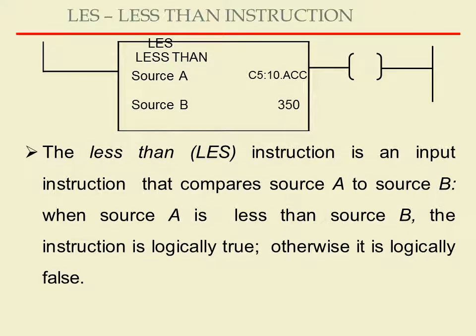Then LES, that is less than instruction. In the less than instruction, you can see there are two sources, source A and source B. The less than, that is LES instruction, is an input instruction. It compares source A to source B. When source A is less than source B, the instruction is logically true, otherwise it is logically false.